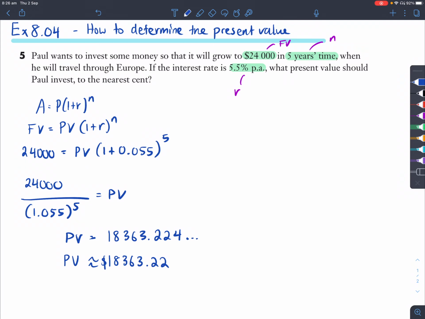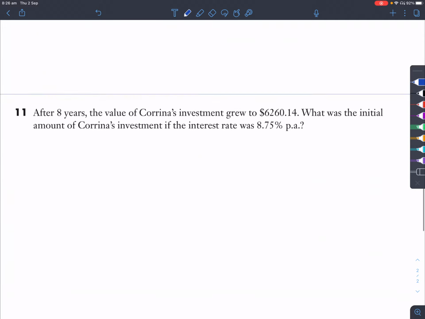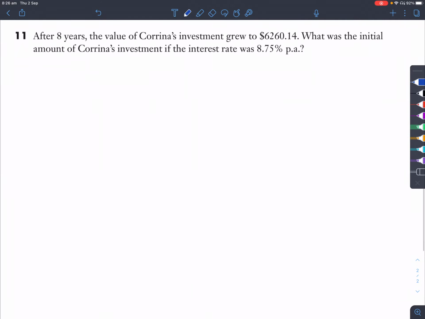Let's have a look at one more question to do with this. Question 11: after 8 years, the value of Karina's investment grew to this amount. What was the initial amount of Karina's investment if the interest rate was that percent per annum? You can be flexible between those two formulas that I've written before. Because this doesn't say anything about present value, I'm just going to write A is equal to P bracket 1 plus R to the power of N. You're allowed to do that.